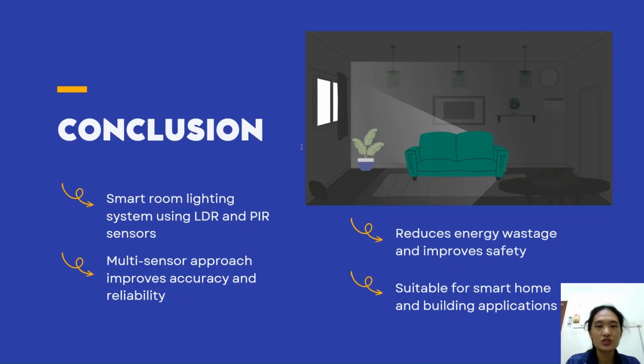In conclusion, this project demonstrates a smart room lighting and safety system using an LDR sensor and a PIR motion sensor. The multi-sensor approach improves system reliability, reduces energy wastage, and enhances safety. This system is suitable for smart home and smart building applications.